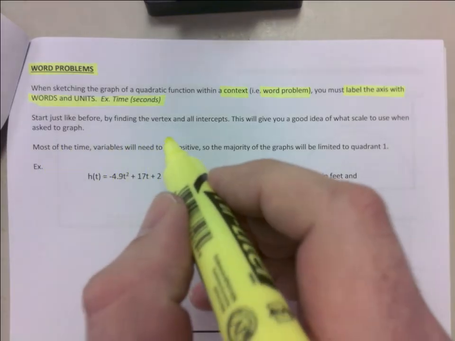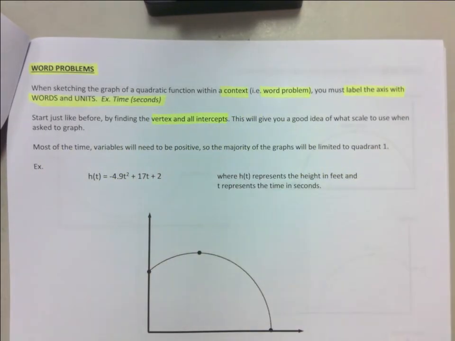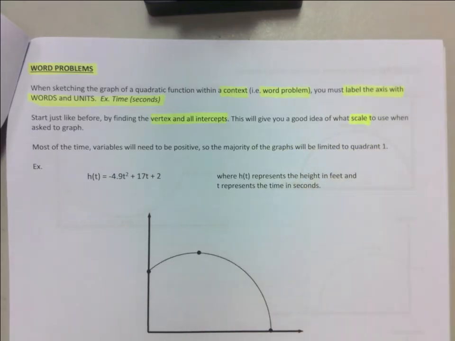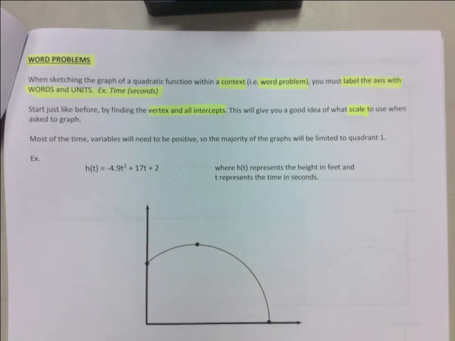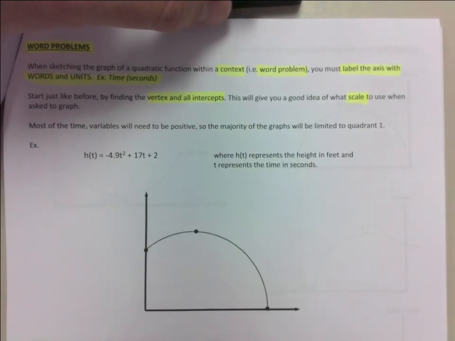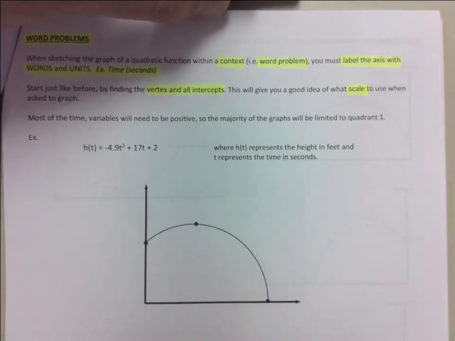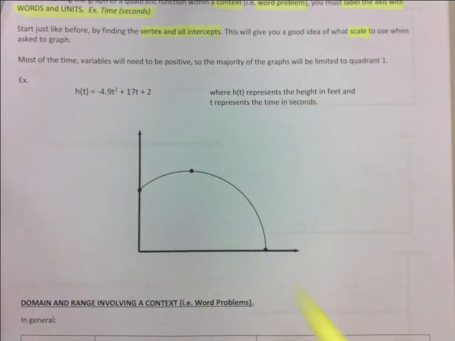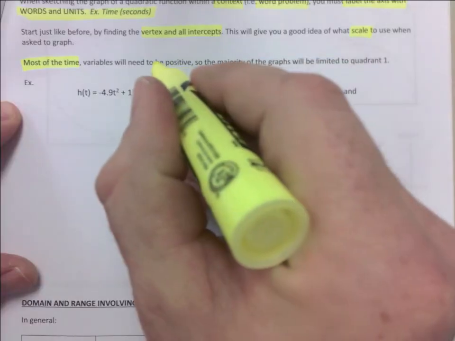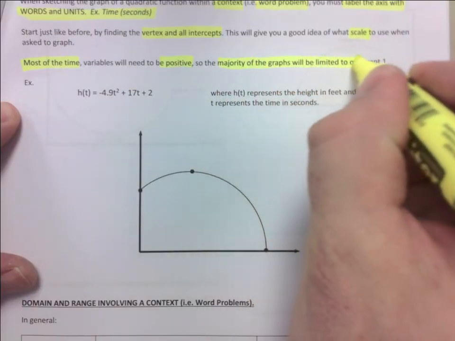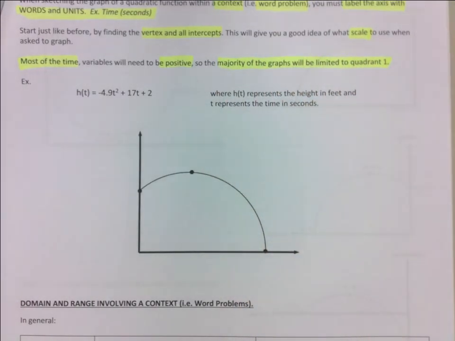Just like before, I would say vertex and intercept are key. Use your calculator for that. This will give you a good idea of what scale you will have to use when you have to graph it. And I want you to not be scared of graphing by the end of this course. Most of the time, the variables will be positive. So the majority of our graphs will be happening in quadrant 1.